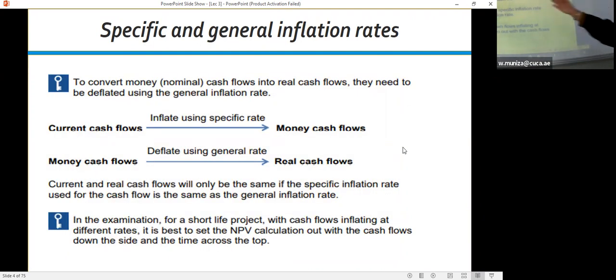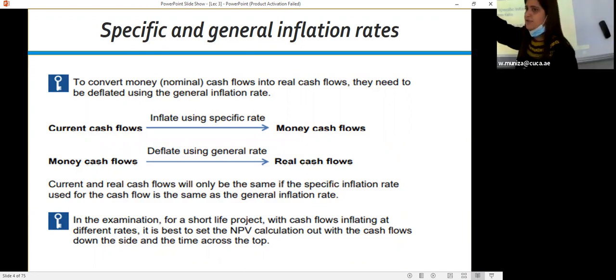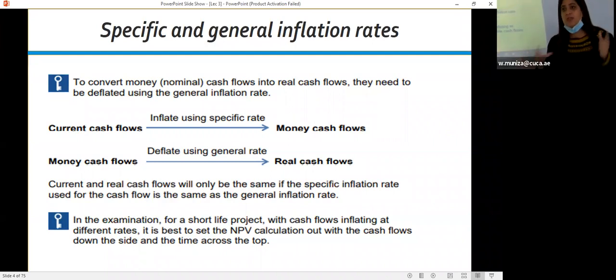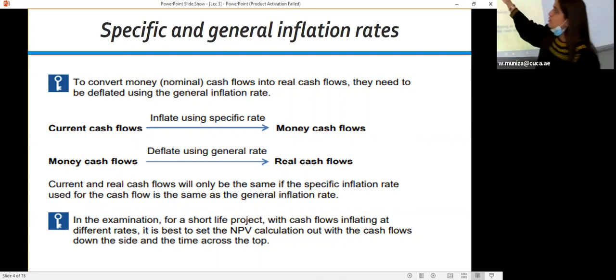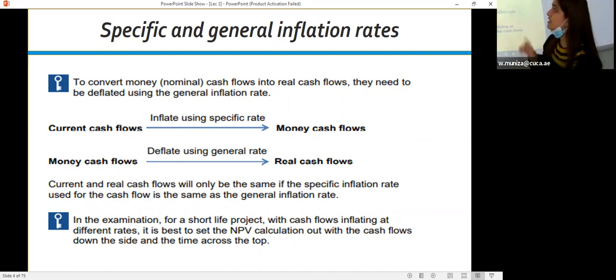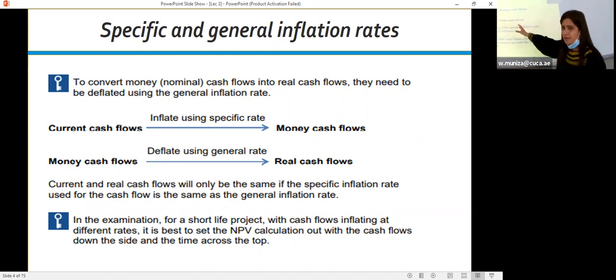Okay, now this is what we have done earlier also. They have just summarized it. To convert money cash flows into real cash flows, if the money cash flows are given to you and you have to convert them to real cash flows, it means that you have to deflate them. You have to remove the inflation factor from those cash flows. So to convert nominal or money cash flows into real cash flows, they need to be deflated using the general inflation rate.